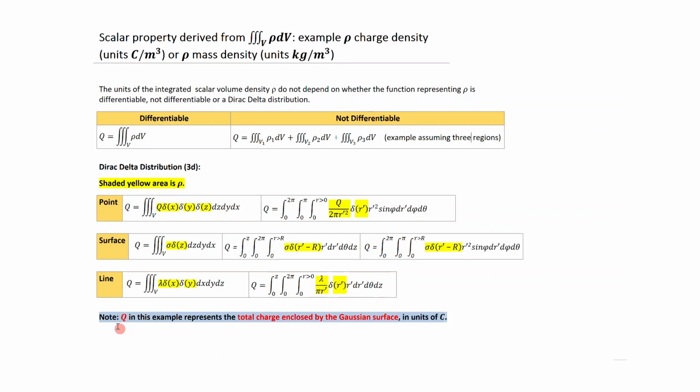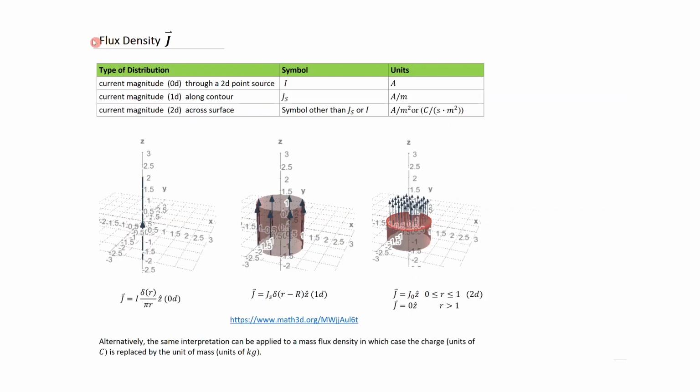So just again, a note, Q in this example represents the total charge enclosed by a Gaussian surface in units of coulombs. A Gaussian surface in this case basically would be the volume that we're dealing with. That volume will have bounding surfaces, and so through the divergence theorem we can link the enclosed surface to the total charge enclosed. All right, so now let's look at the flux density J.